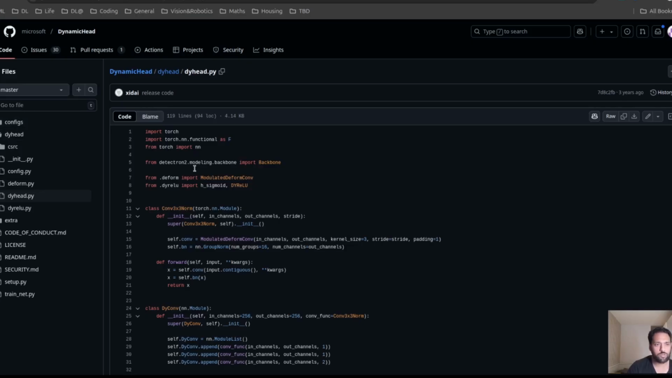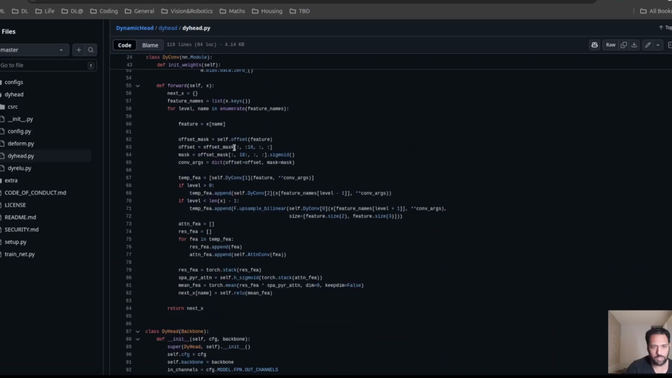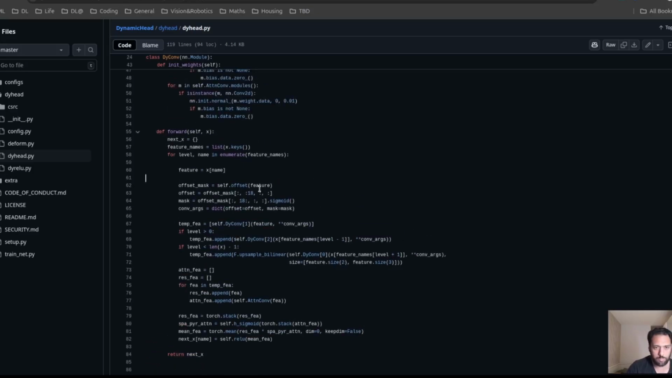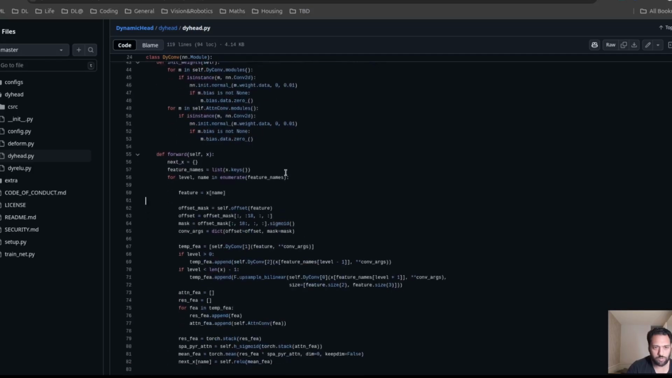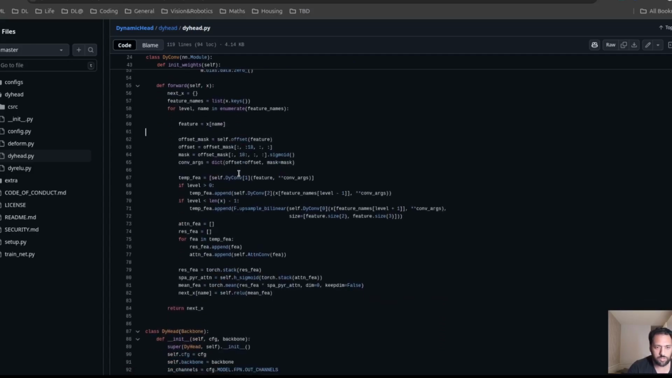Okay, finally let's go to the official implementation of dynamic head. So this is from Microsoft, and this is what's happening in this dynamic head. So this is much more compact, but I think a little bit convoluted to follow along. But if you really look at it, you will understand that these are the same thing which is happening. So what I described before, we go through each feature level in the feature dictionary. We calculate the offset and masks for deformable convolutions.